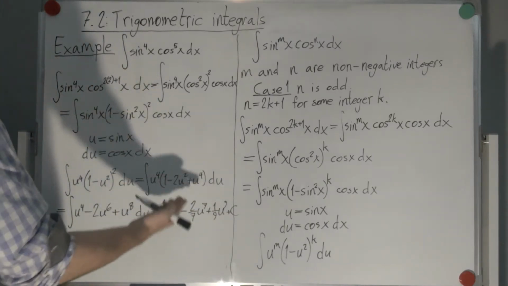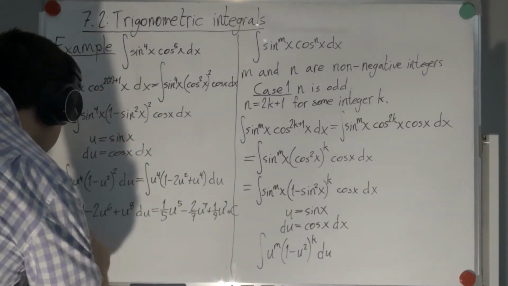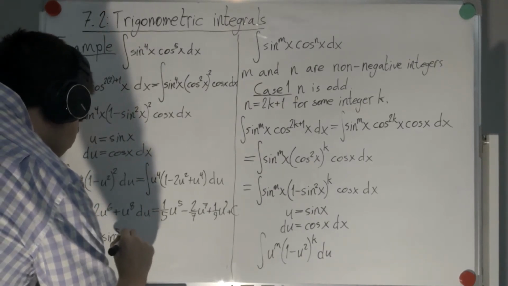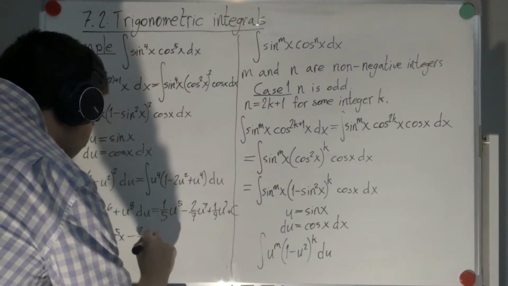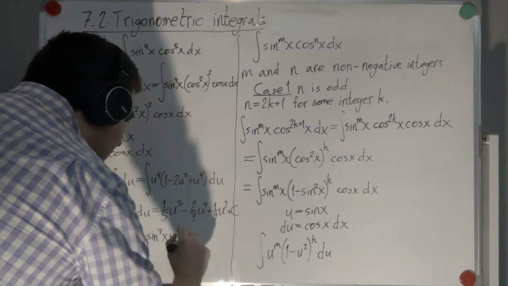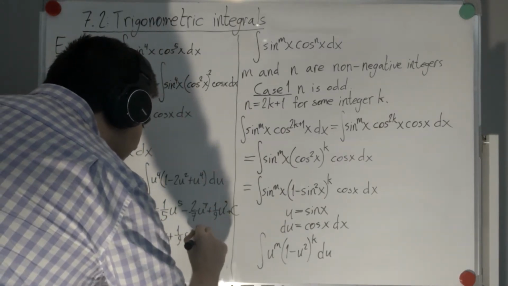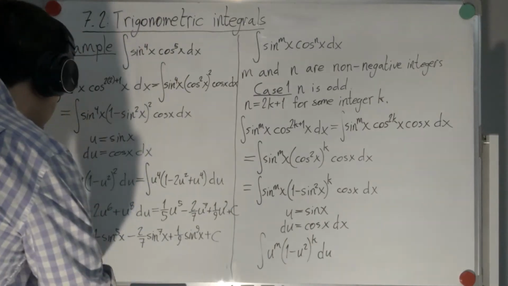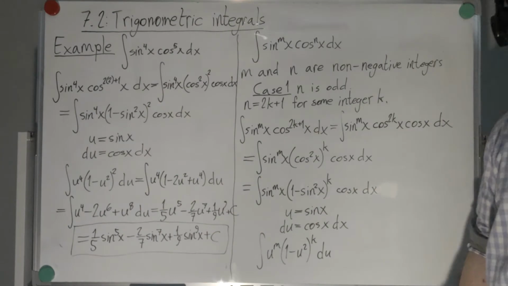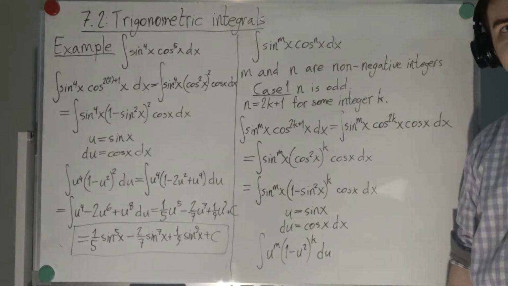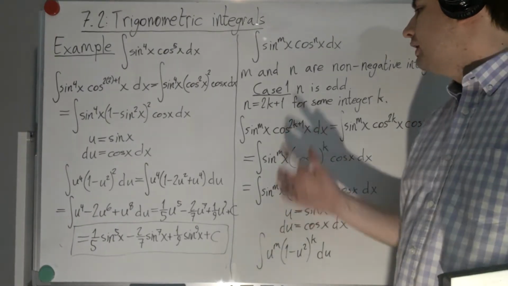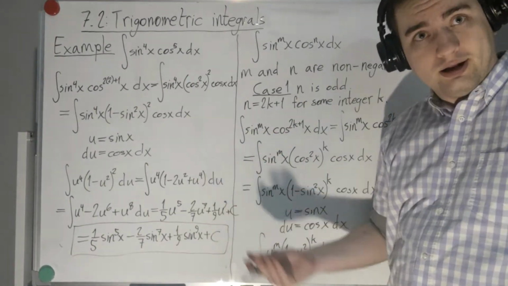And from here, we just need to say u is just a name for sine x. So now this becomes 1/5 sine to the 5th x minus 2/7 sine to the 7th of x plus 1/9 sine to the 9th of x plus c. And that is our indefinite integral. Okay? So that's at least what you can do if n is odd. And this will always work if n is odd.